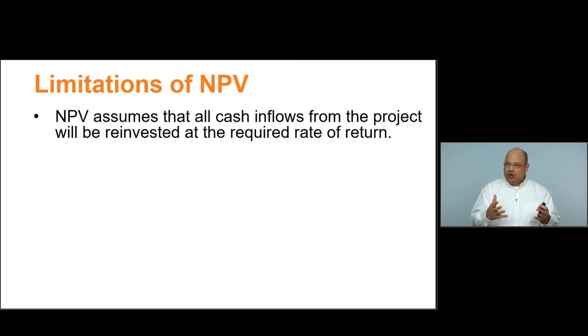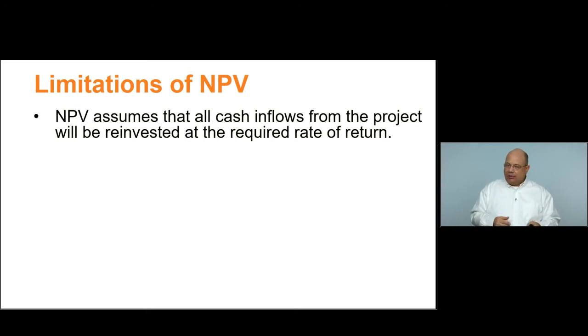Now, there are also some limitations of the net present value method. One of them is that we're assuming that all of those cash inflows from the project are able to be reinvested at the required rate of return. Well, if our required rate of return is like a weighted average cost of capital, maybe that's the case. But if we start adjusting that required rate of return up for any reason, it's going to become less and less likely that we're able to actually invest those cash inflows at that required rate of return.